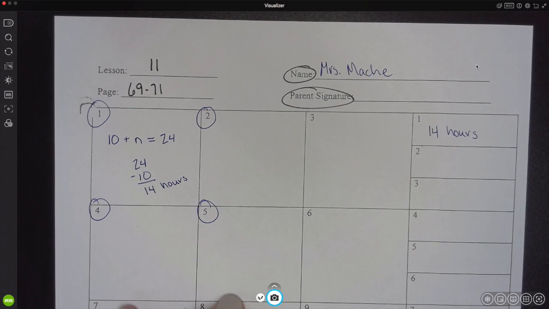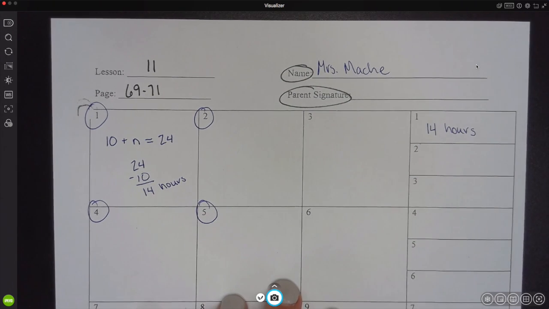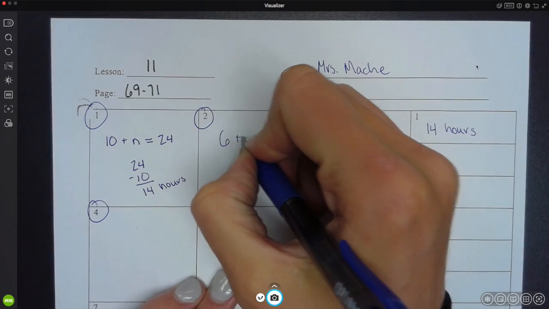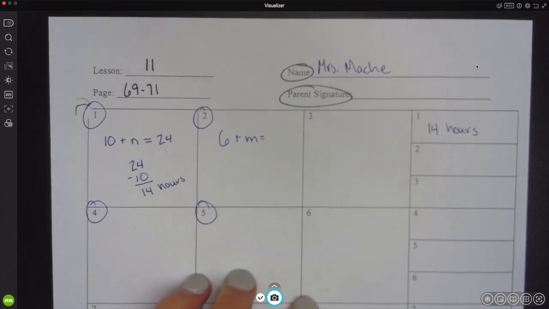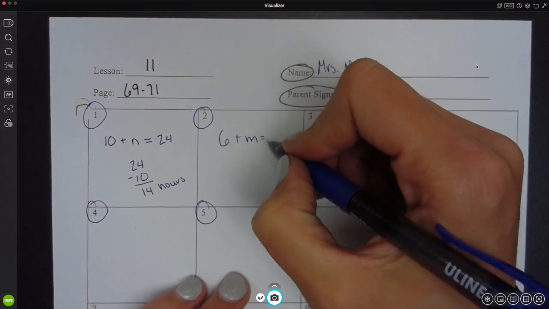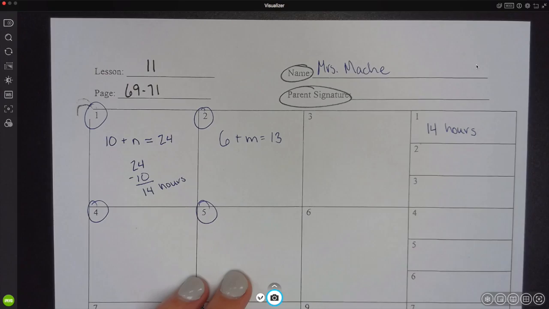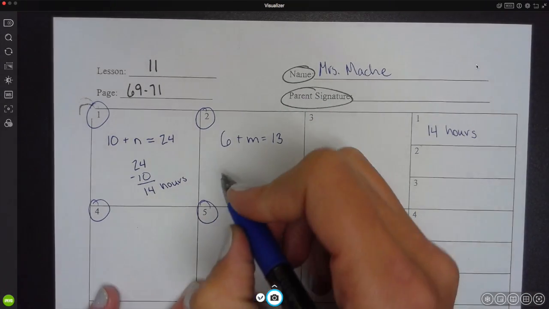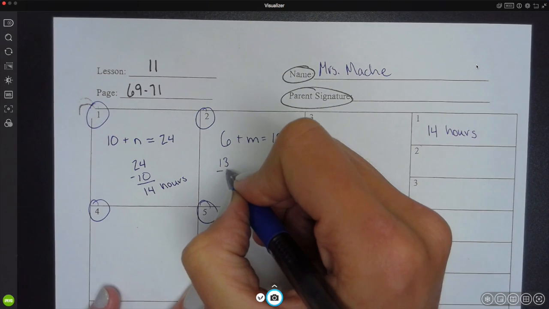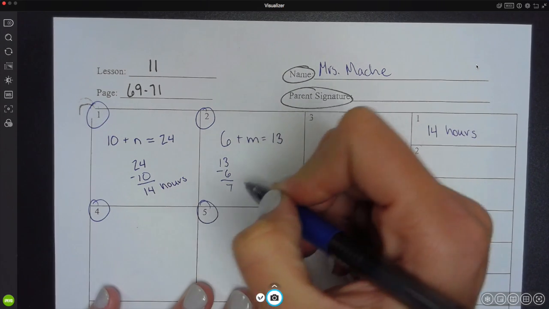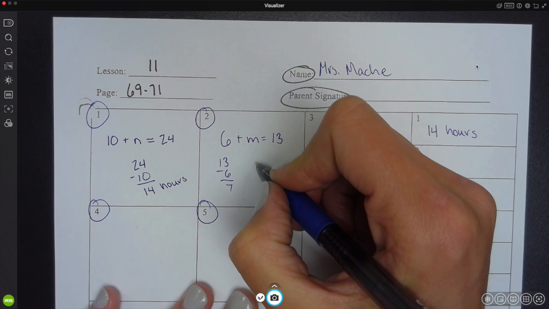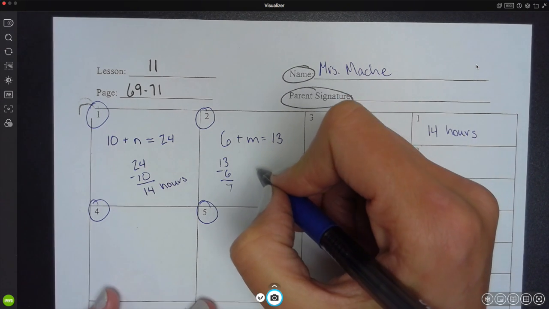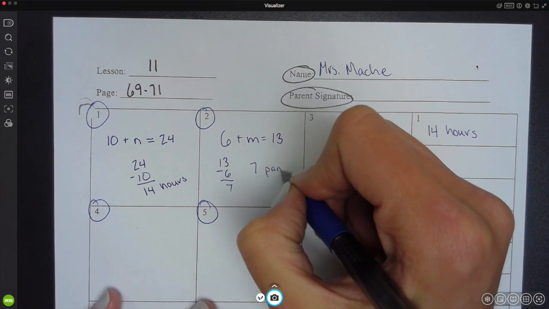Number 2 says Tamara read 6 pages before lunch. After lunch, she read some more. If Tamara read 13 pages in all, we know that's our total. How many pages did she read after lunch? Missing number in addition sentence. To find the answer, let's subtract. 13 minus 6, we get 7. So we get 7 pages.